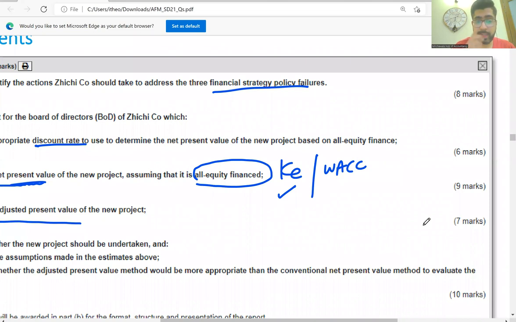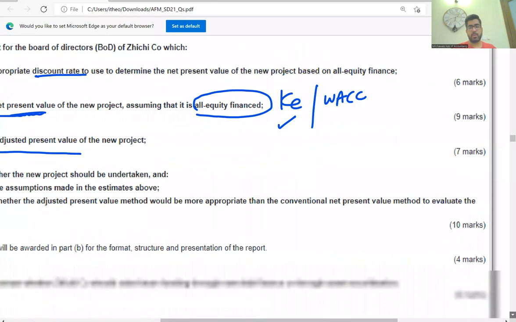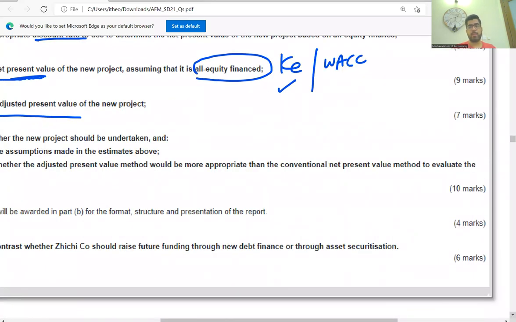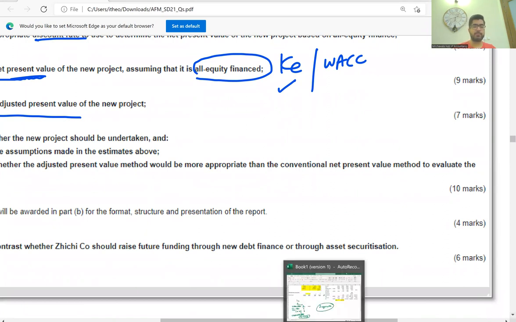It is of 7 marks. Sorry, NPV was 9 marks. We have gained 9 marks now. Now it's a 7 marks requirement: find the APV of the project. And after APV, there are only theoretical requirements left. So let's start APV now.